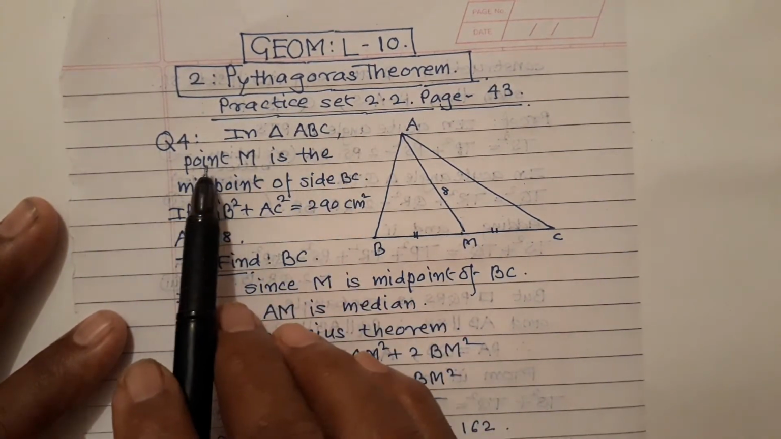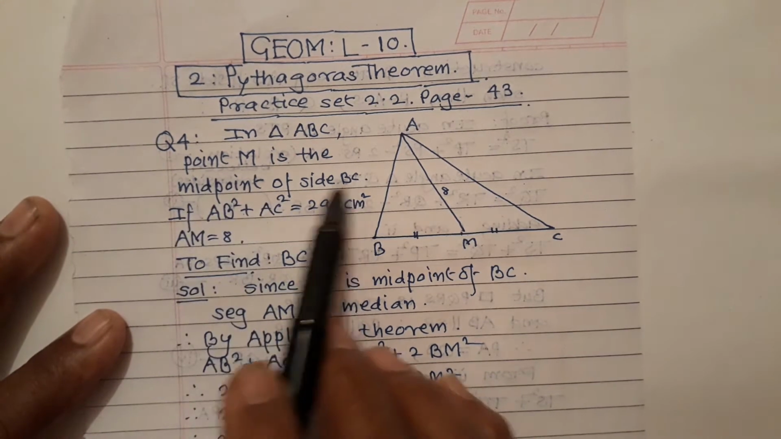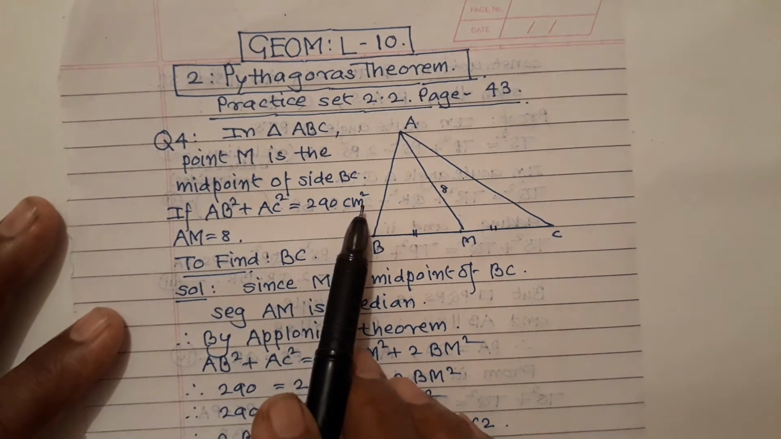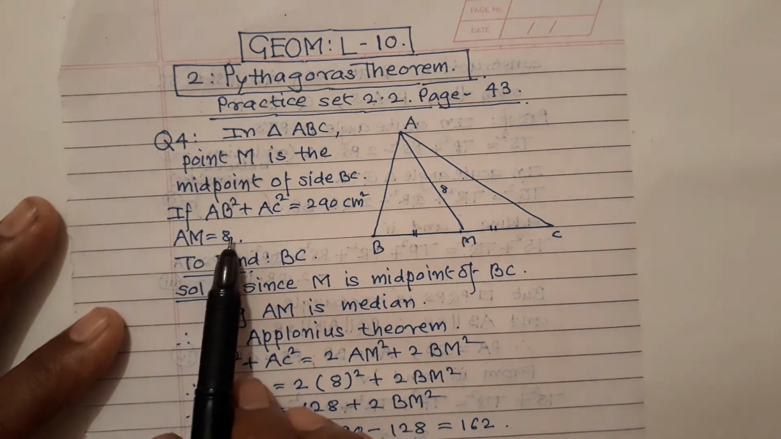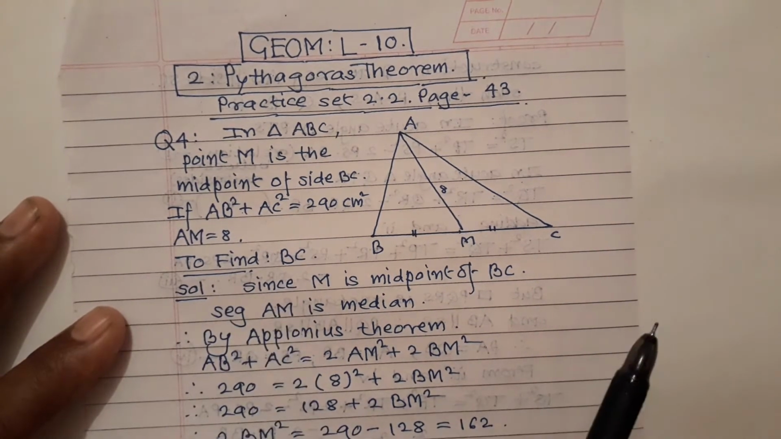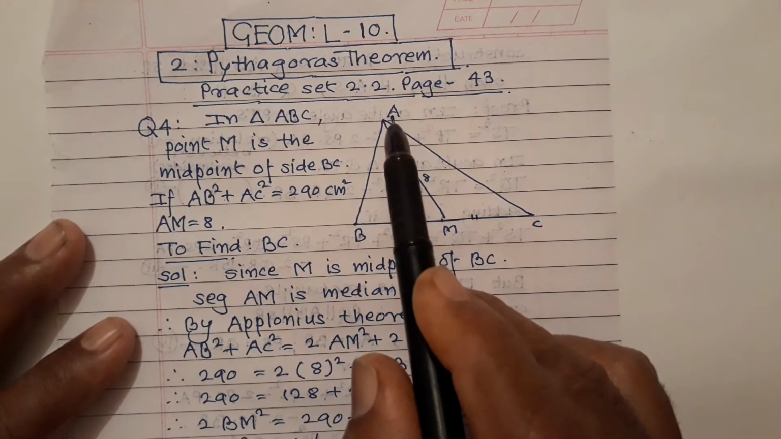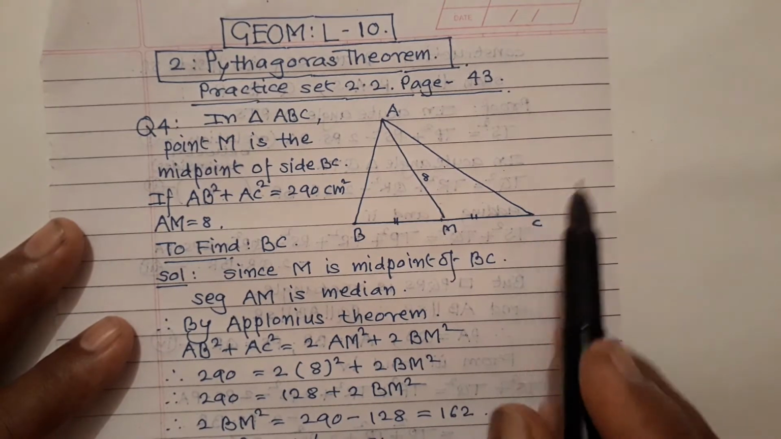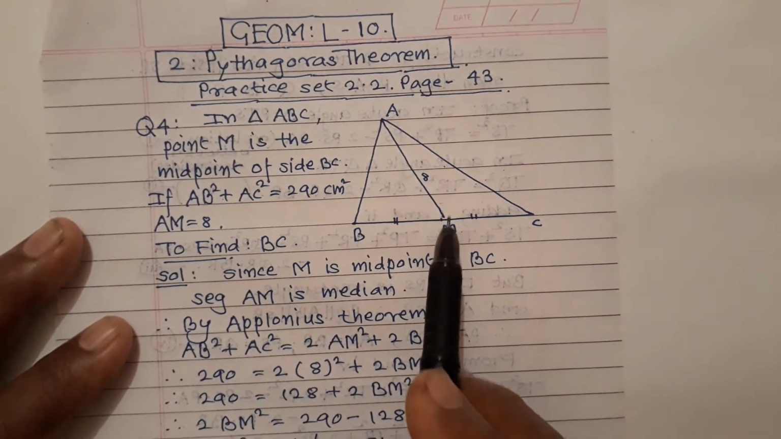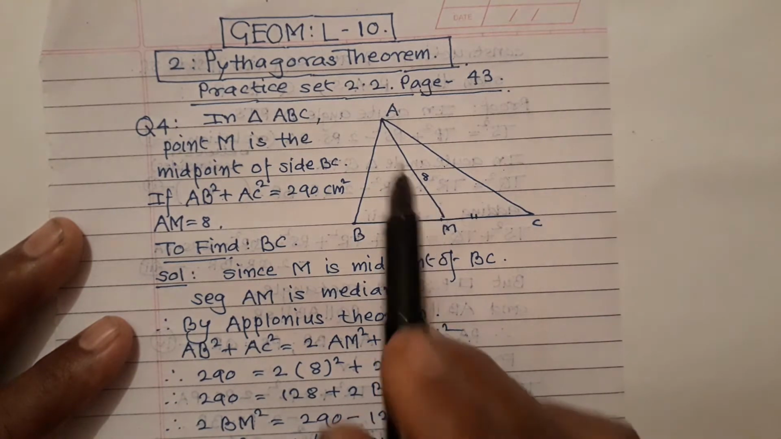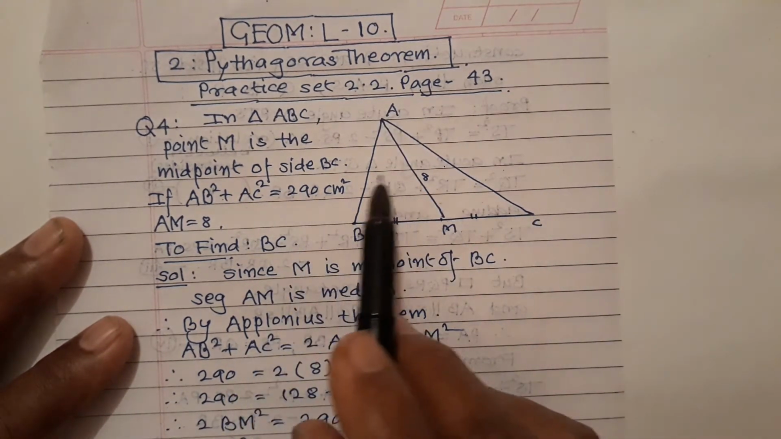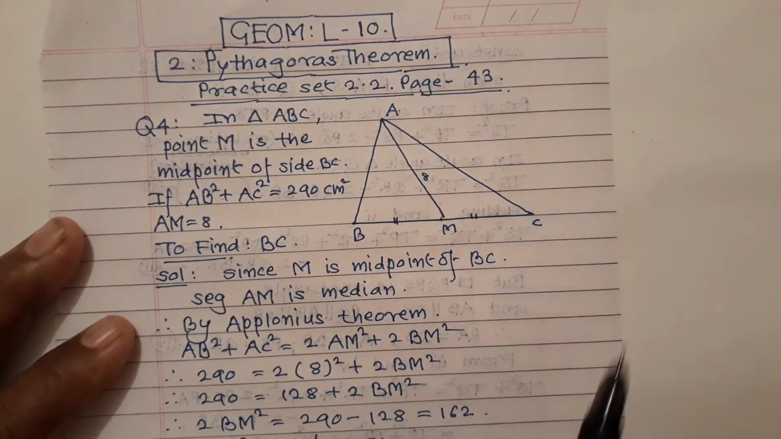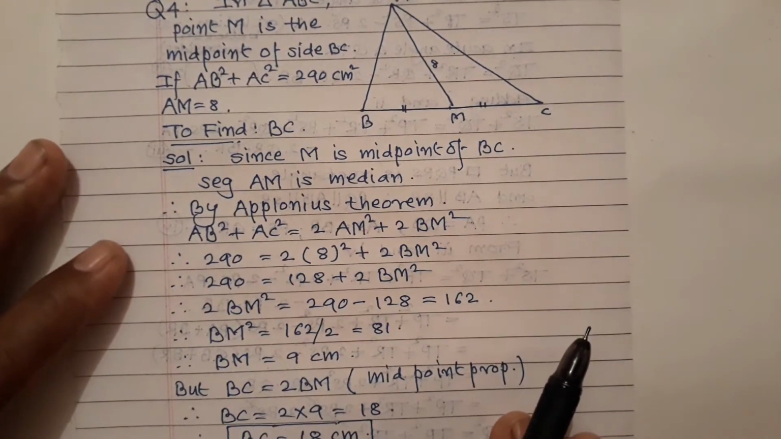In triangle ABC, point M is the midpoint of side BC. If AB square plus AC square is equal to 290 cm square, and AM is equal to 8, find BC. Okay, now this is your triangle ABC. M is the midpoint of BC, and therefore AM is equal to 8, the median. AB square plus AC square is equal to 290 cm square, given. Find BC. Okay, now try to understand the solution.